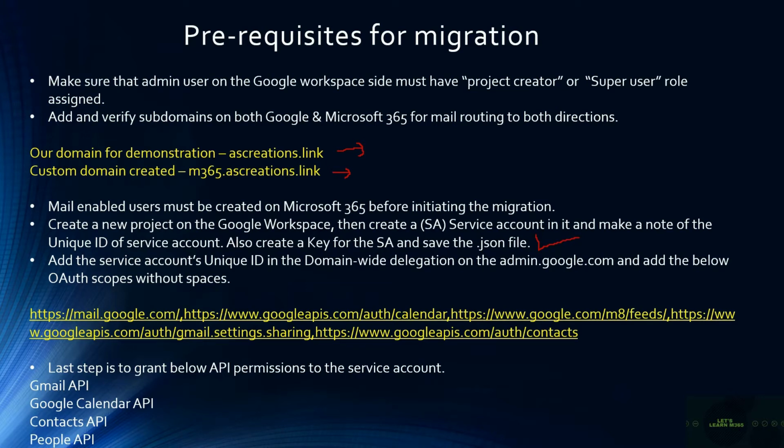The next step is to grant domain-wide delegation permission to the service account, and then we will add the below OAuth scopes to it. So this is the list of scopes. We have to make sure that there are no spaces while we copy paste. And the last step is to grant API permissions to the service account. So this is the list of 4 API permissions. Alright, so let's jump into the demo.